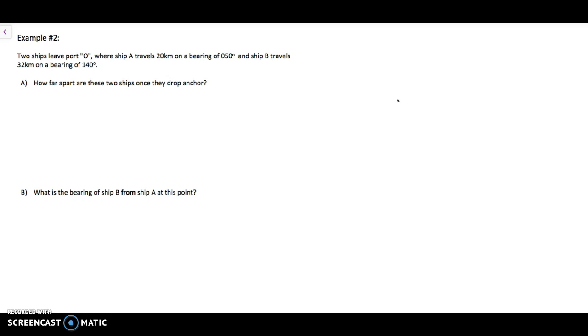We've got two ships leaving a port named O. So let's make a port, call it O, and I'm going to drop in a north point straight away.